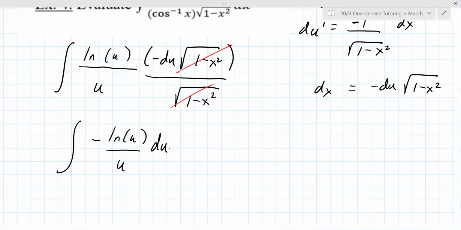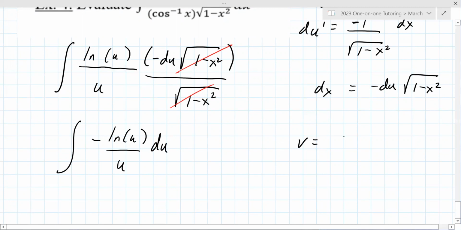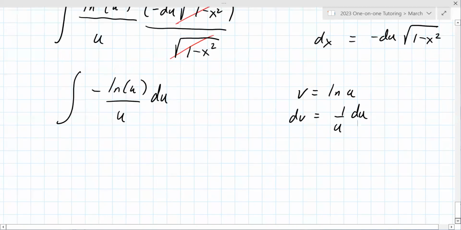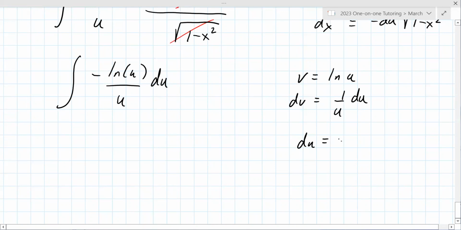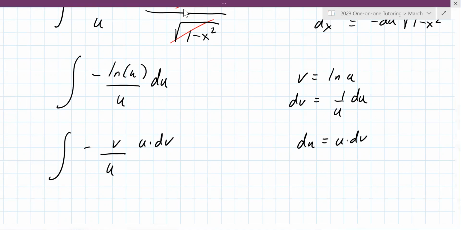Okay, so we're still not done, but we've made progress. This requires an additional substitution. Kind of the same deal. Let v equal the natural log of u. So dv is going to equal 1 over u du, and you're thrilled again because that's in the integral. When you solve this for du, it's u times dv. So this becomes the integral of minus v over u, where du is u times dv. And you're like, hey, another cancellation. That's great.